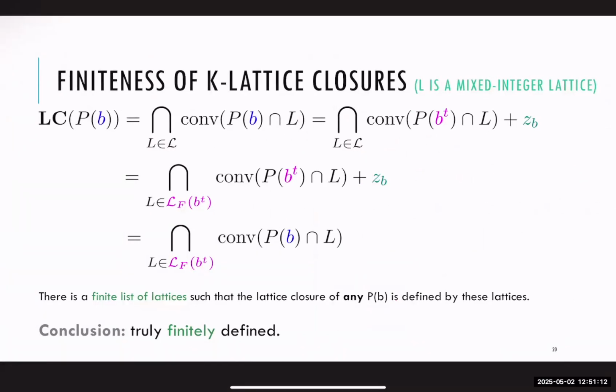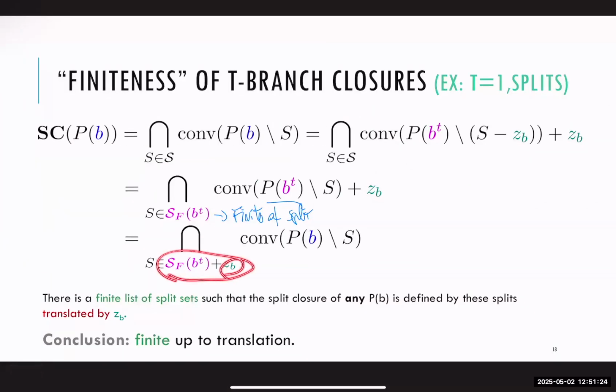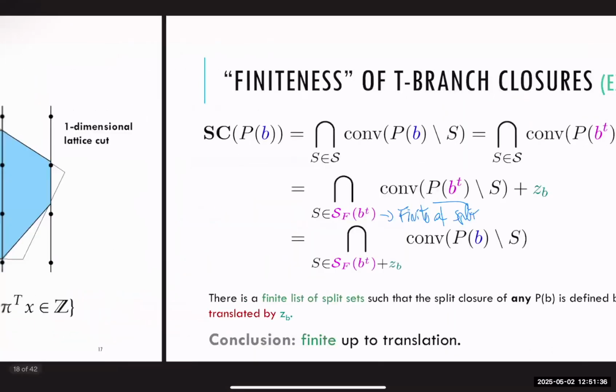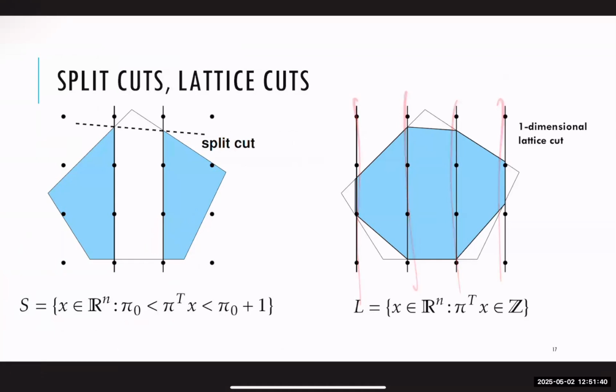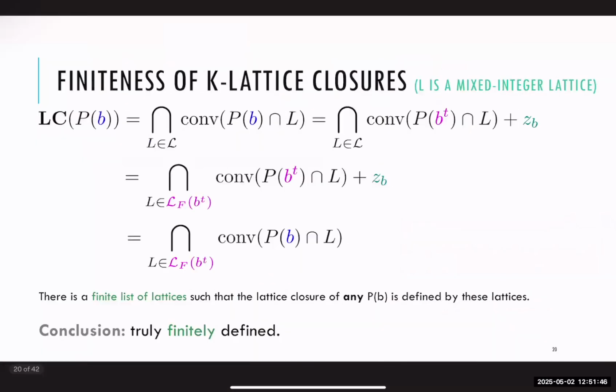For these one-dimensional lattices, you can do the same procedure as before, but notice here that we don't have the lattice translated, before we have the split translated by this interior point. And the reason is that for lattices, when you translate lattices, you remain the same lattice. So, to go back here, if I had this lattice and I move it, it remained the same lattice. So in this case, the closure of this family is truly finitely defined because it is a finite set that doesn't depend on the translation that they use.